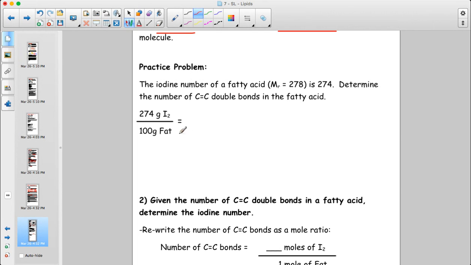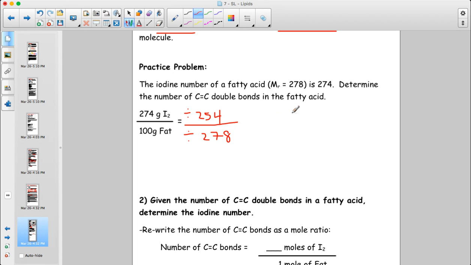So this would be an example. It says determine the iodine number of a fatty acid, MR 278. Determine the number of carbon-to-carbon double bonds in the fatty acid. So to do this, I'd want to convert both values to moles. So I would divide 274 by, let's see, 254 grams per mole for iodine. And I would divide the 100 grams of fat by the molar mass that was given to me, 278.